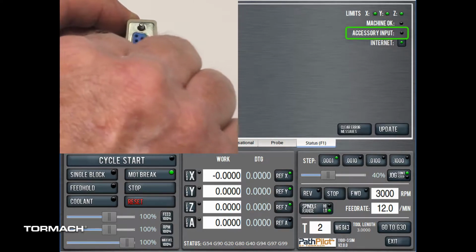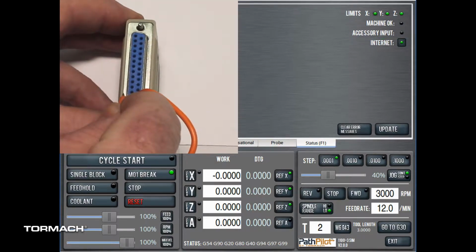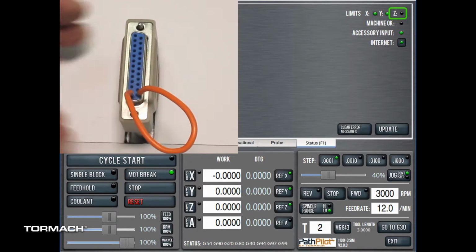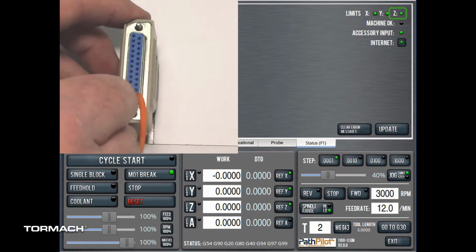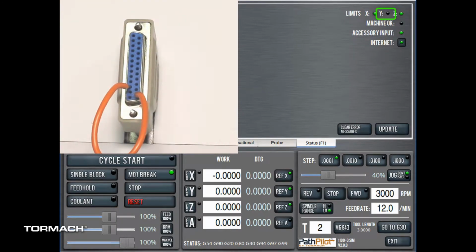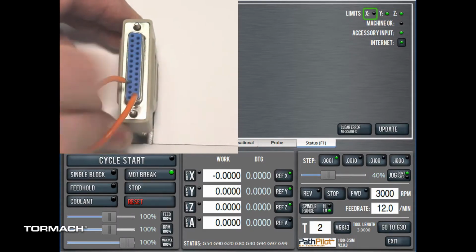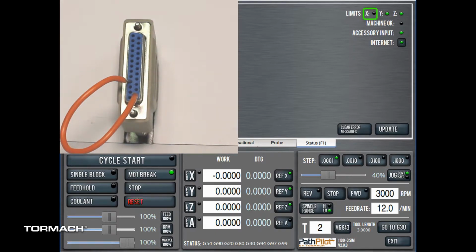Pin 13 for accessory input. Pin 12 for the Z axis. Pin 11 for the Y axis. And pin 10 for the X axis.